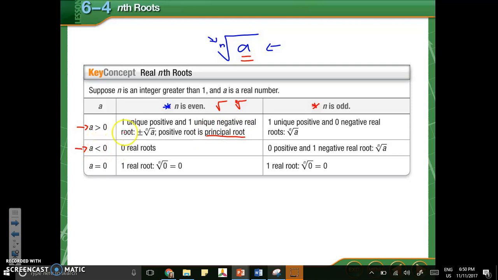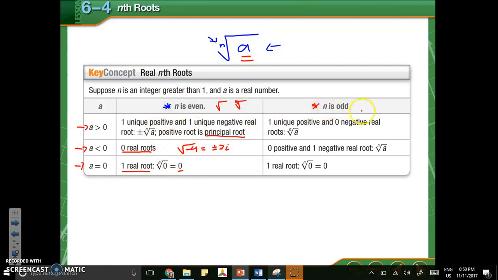If what's under the even root, square root, fourth root, sixth root, is negative, there are no real roots. That's like taking the square root of negative 4. We know we can say plus or minus 2i, but those are imaginary roots, not real roots, right? And if the number under the even root is 0, it only has one root, which is 0. Okay, so these are things we already know. We're just extending them beyond square roots.